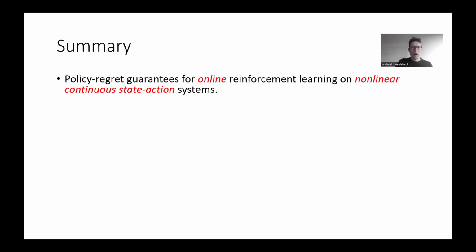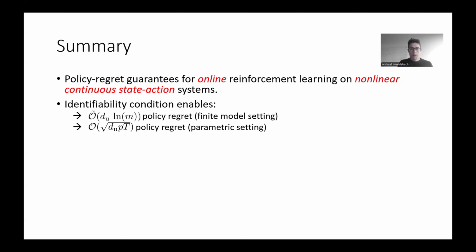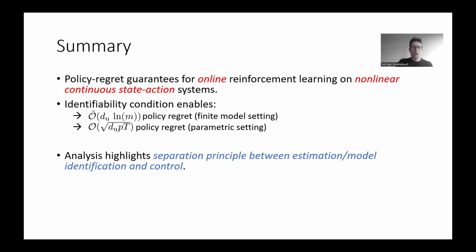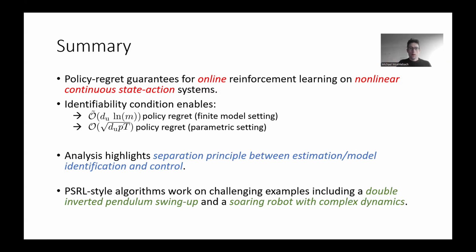To summarize, we derived policy regret guarantees for online reinforcement learning on nonlinear continuous state action systems. There's matching lower bounds to our results. We operate under identifiability conditions. The analysis highlights a very powerful separation principle between model identification and control. And I would encourage you to look at the details in the corresponding paper. The algorithms work on challenging examples, including a double inverted pendulum system.